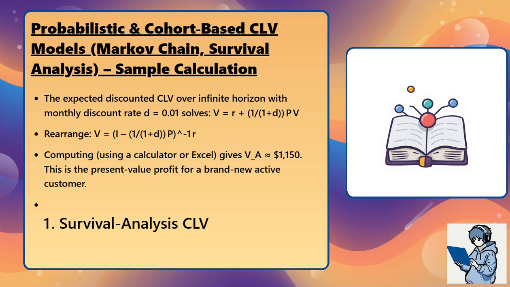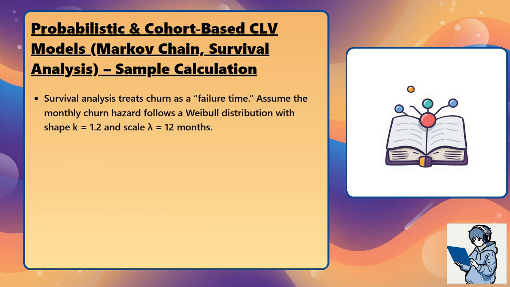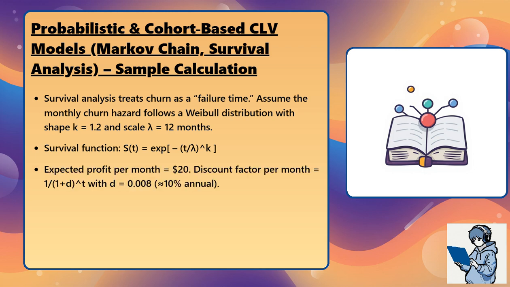2. Survival analysis CLV. Survival analysis treats churn as a failure time. Assume the monthly churn hazard follows a Weibull distribution with shape k equals 1.2 and scale lambda equals 12 months. Survival function S(t) equals exp(−(t/lambda)^k). Expected profit per month equals $20. Discount factor per month equals 1/(1+d)^t, with d equals 0.008, approximately 10% annual.